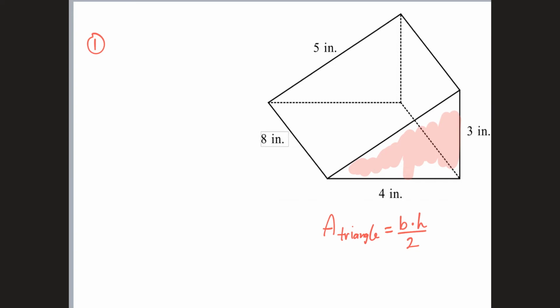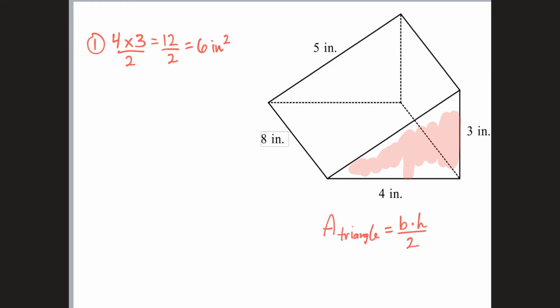So the area of this triangle, the base is 4, the height is 3, and we divide it by 2. So that would be 4 times 3 divided by 2. And that would be 12 divided by 2, which is 6. And that's 6 square inches.